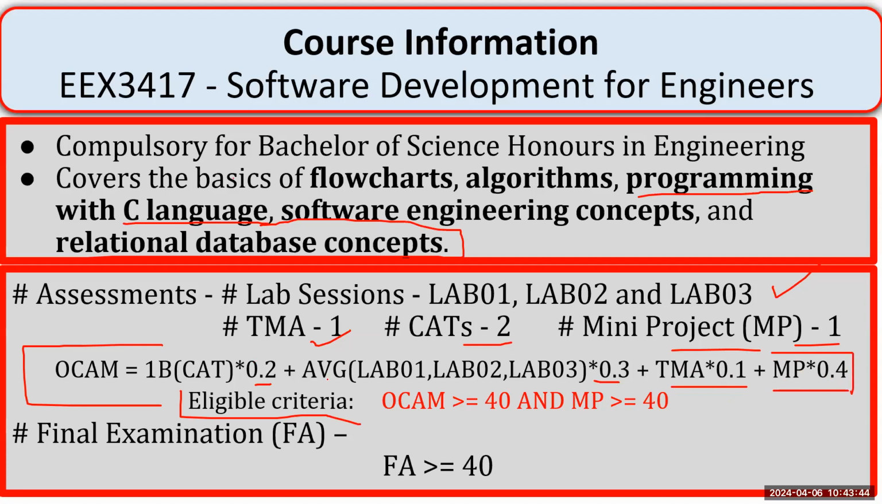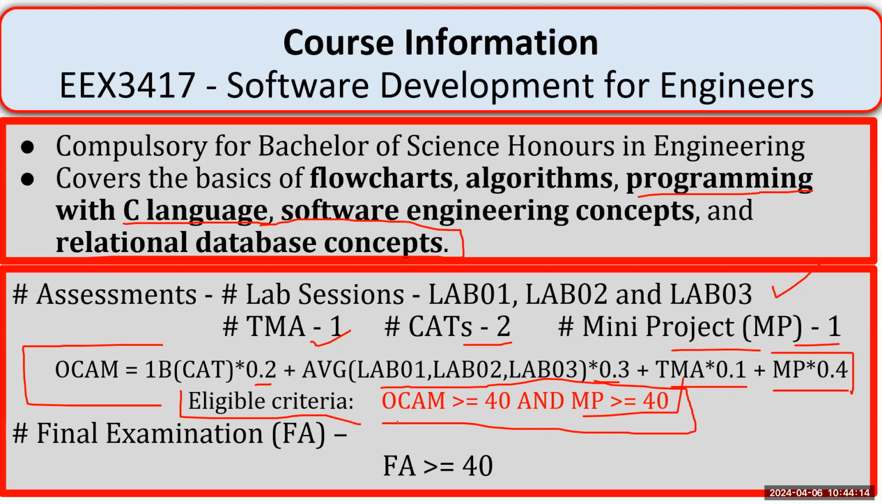So after adding all these marks, you will get the OCAM marks. So the eligibility criteria is you need to satisfy both of these. Remember, not only the OCAM, but also the minimum mark of 40 marks for the OCAM plus the mini project. So here it is an 'and'. That means both these 2 criteria should be satisfied.